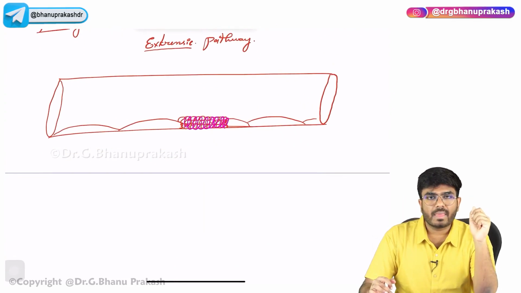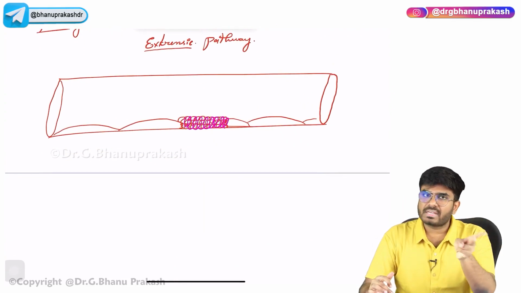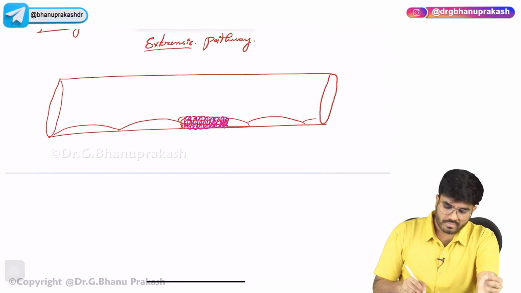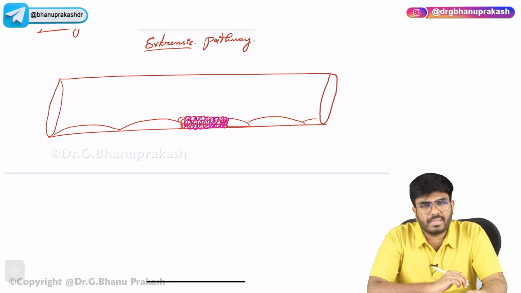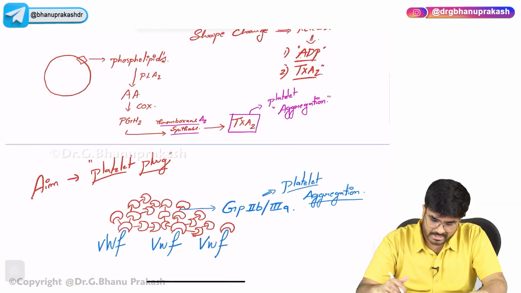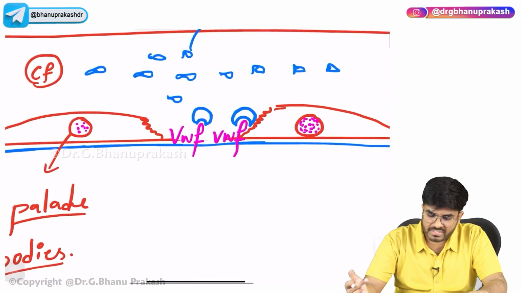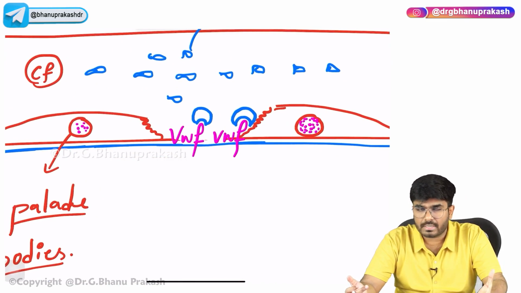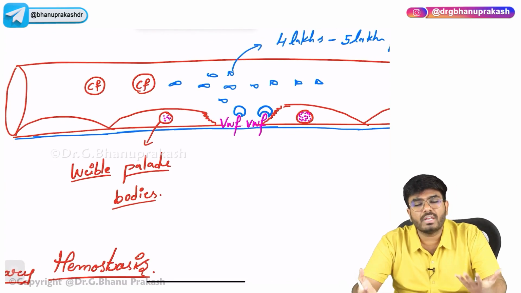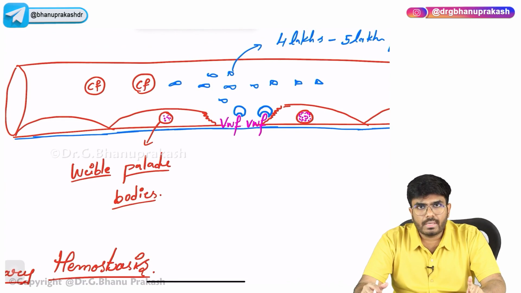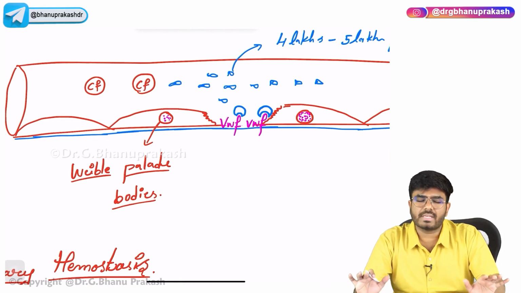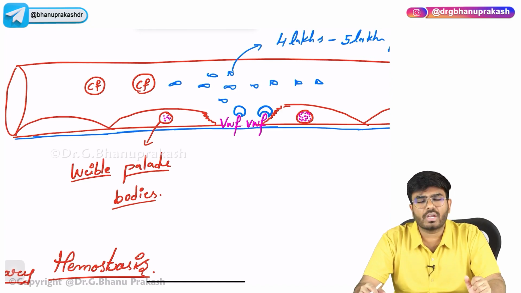So how many ways will it happen? Two pathways: intrinsic pathway and extrinsic pathway. First let's begin with the intrinsic pathway. How the intrinsic pathway begins is, see, when the vessel is damaged, for the first time the subendothelial collagen is exposed to the plasma. Look here, the subendothelial collagen is now getting into contact with the plasma. Now, in the plasma, who is there? Clotting factors are there, inactive clotting factors, they are sleeping.